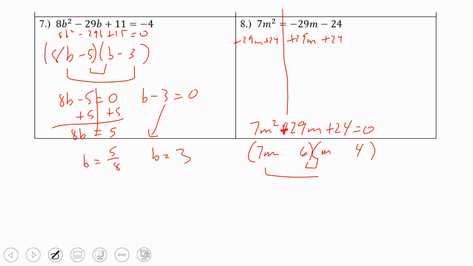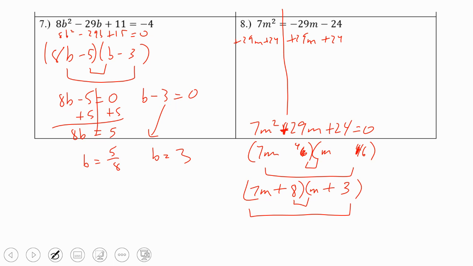So that's 6 and 28. I can't come up with 29. So let's switch the 4 and the 6. That's 4 and 42, doesn't work. So 6 and 4 are not it. Let's try 8 and 3. There's an 8 and 3. That's 8 and 21. 21 plus 8 is 29, so that would work.